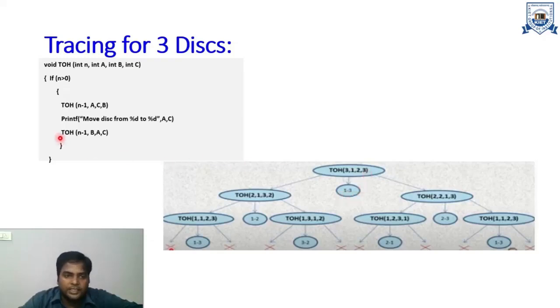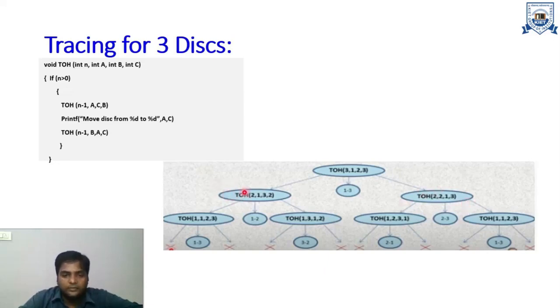Another recursion is TOH n minus 1 comma B comma A comma C. So n minus 1 is what? N minus 1 is 2. B is what? B is 2 over here. So here we have 2. A is 1. C is 3. Okay.